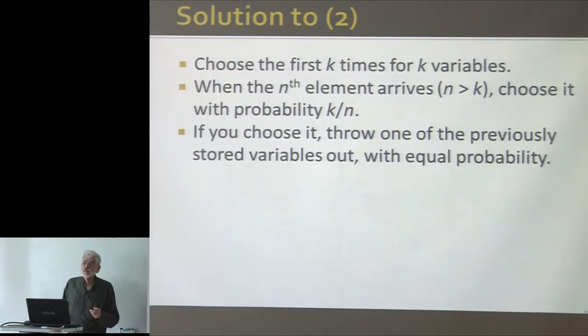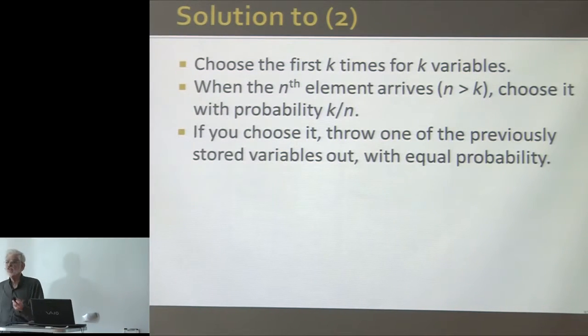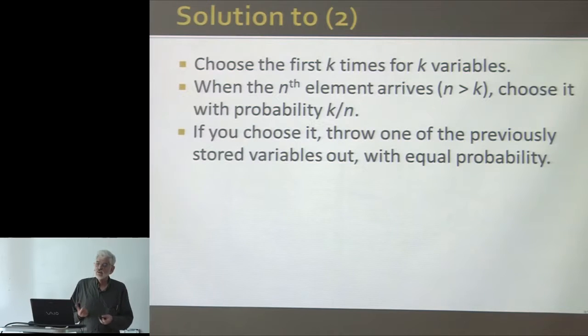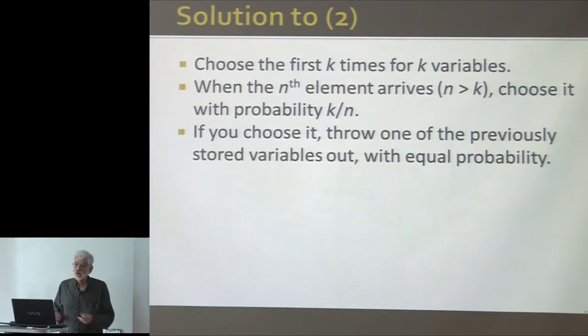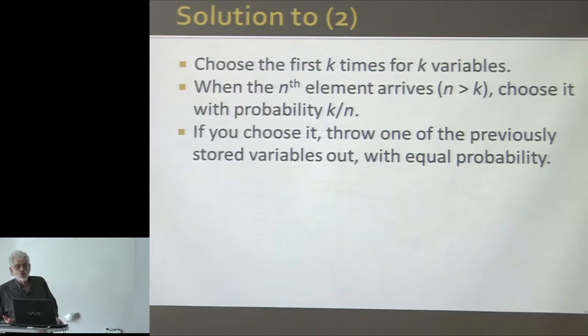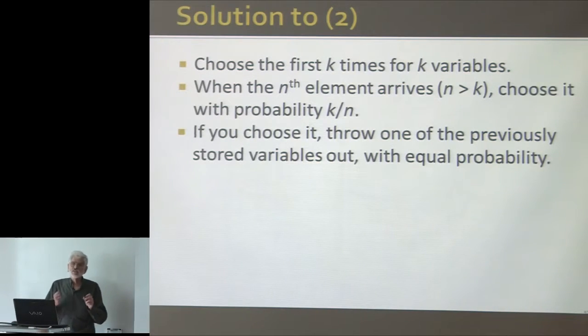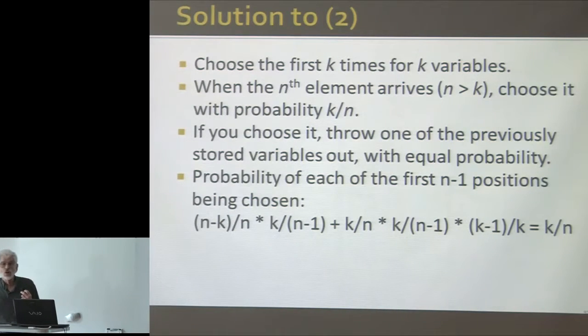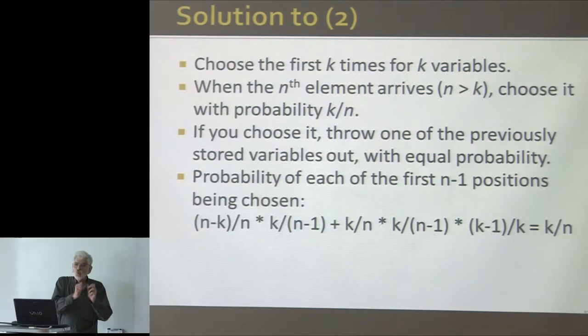So when the nth element arrives, I know it has to be a starting time for a variable with probability k over n. So I flip an n-sided coin, and with probability k over n, I choose the current element as the starting time for one of my random variables. And if I don't choose the current element, then I leave all the random variables alone. If I choose it, I then have to pick one of the current random variables, with equal probability, to throw out.